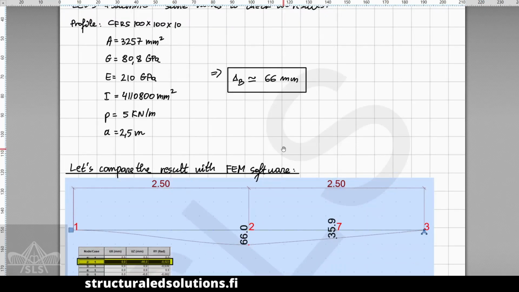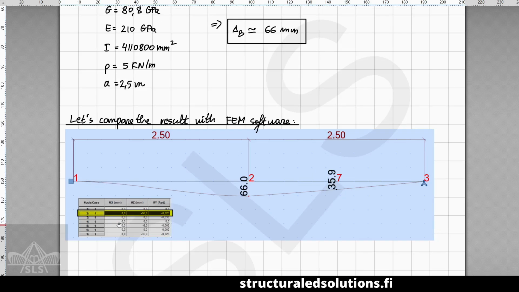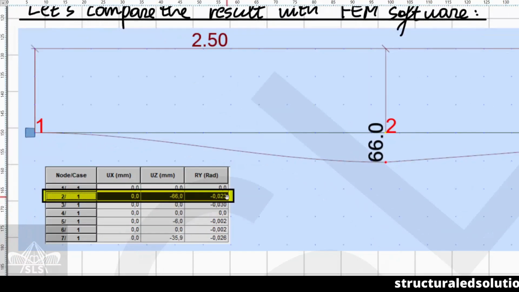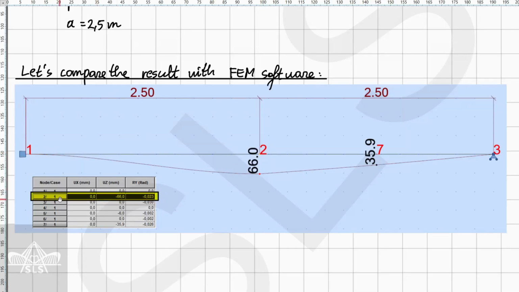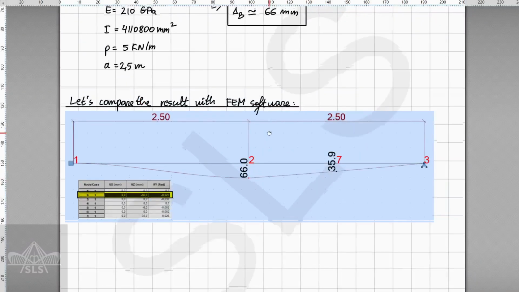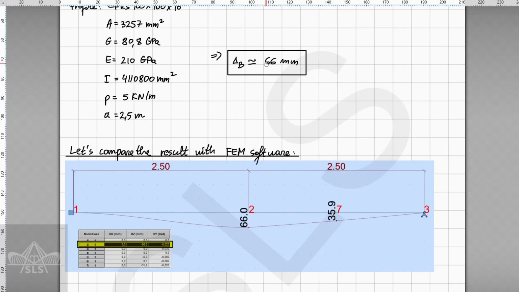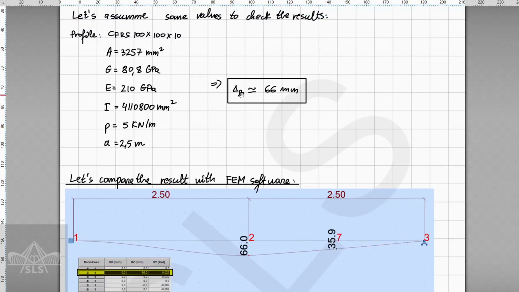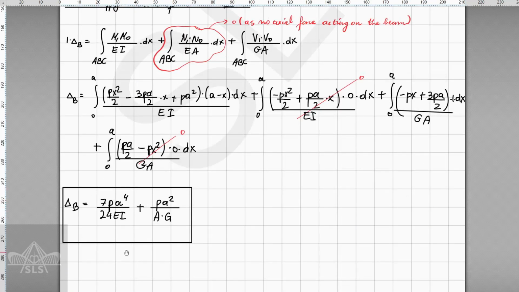If we compare the results with the software, we can see from the table here that at node number 2, which, as you can see here, node slash case, is our node of interest, the displacement at this node is minus 66 millimeters, which indicates a displacement downwards of 66 millimeters. This means that our result, which we got from hand calculation, is correct, and this parametric value of displacement at point B for this type of beam can be used in the future by just putting in the numbers.